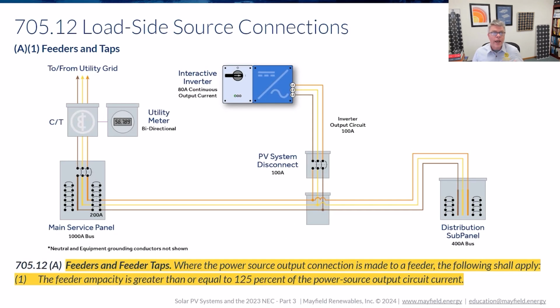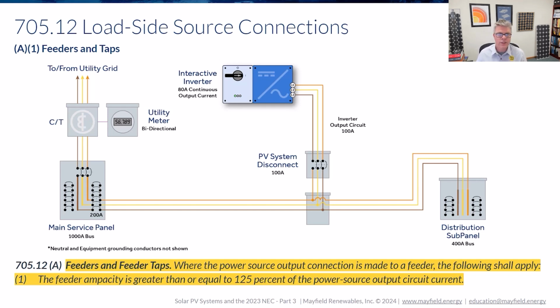So let's first look at 705.12(A)(1), and so we're in feeders and taps at this point. Feeders and taps are when we are going to make a connection to a feeder. So in this case, we're not making a connection on a bus bar. We are not going into that main service panel. We're not going into that distribution subpanel. Somewhere along the way, you want to tap onto these feeders.